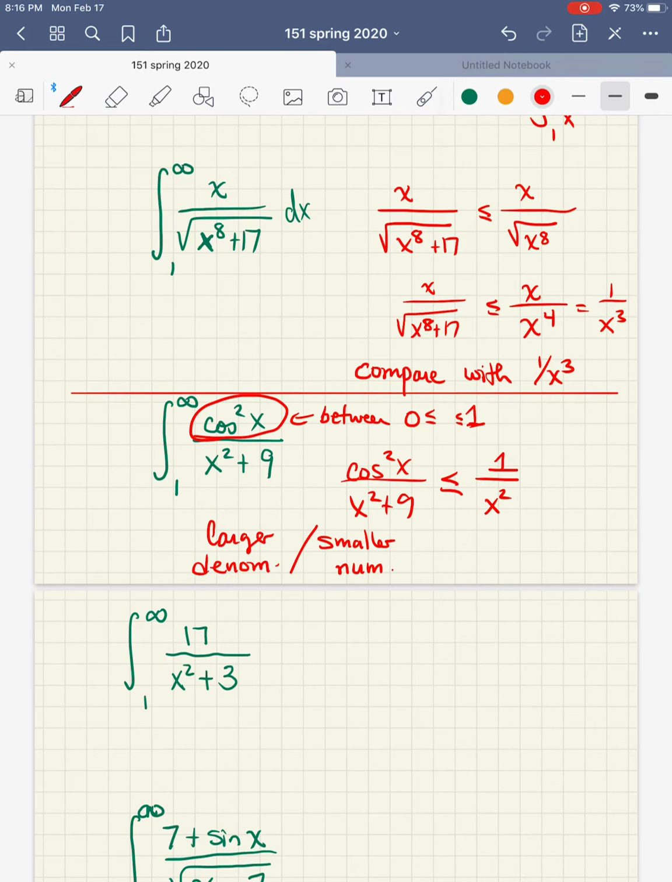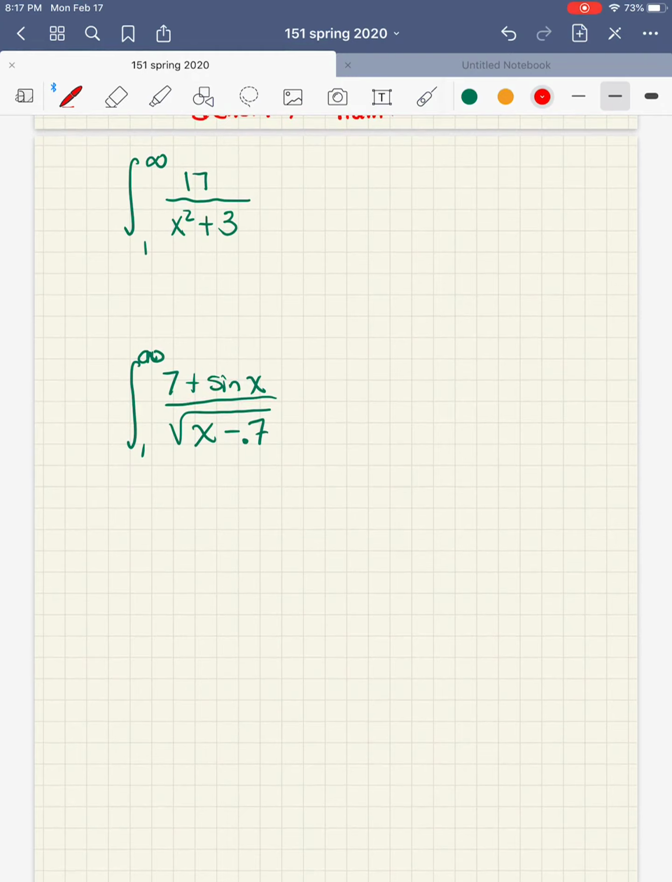And so to me, that means that this fraction on the left is definitely going to be smaller than the fraction on the right. And so we would then use 1 over x squared in our comparison test, which is going to help us out. Okay. And that's quite good, because I think we've already seen that the integral of 1 over x squared is going to be convergent. That's really great.